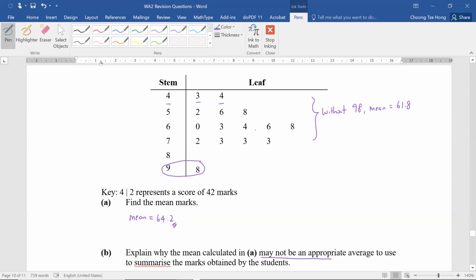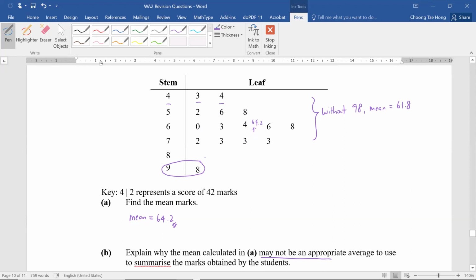64.2 will be somewhere around here. When we try to use this 64.2 to represent the center value of the data set, how many students are below the mean? 1, 2, 3, 4, 5, 6, 7, 8. 8 students are below the mean, 8 out of 15 students. So it seems like half the class, or slightly more than half the class, performed below average.